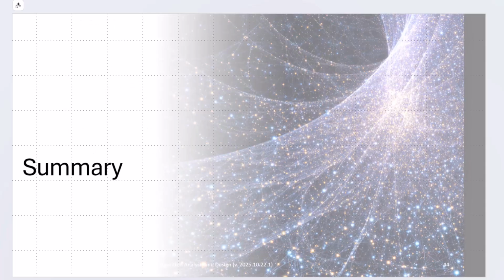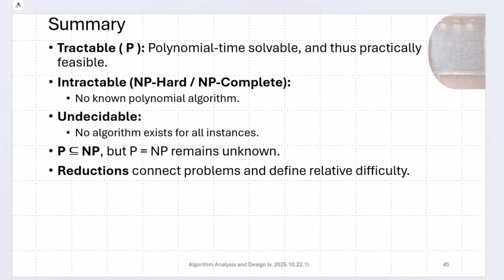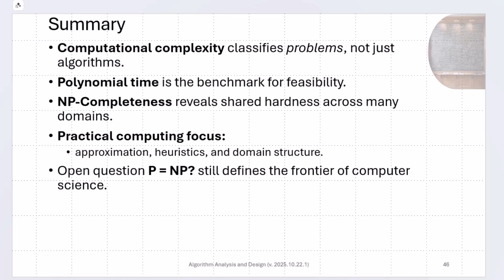All right, summary of this week's content. Tractable means polynomial time solvable and thus practically feasible. Intractable means NP-hard or NP-complete, with no known polynomial algorithm. Undecidable means no algorithm exists for all instances. P is a subset of NP, but whether P equals NP remains unknown. We don't know if it's equal or if it's a proper subset. Reductions connect problems and define relative difficulty. So computational complexity classifies problems, not just algorithms.